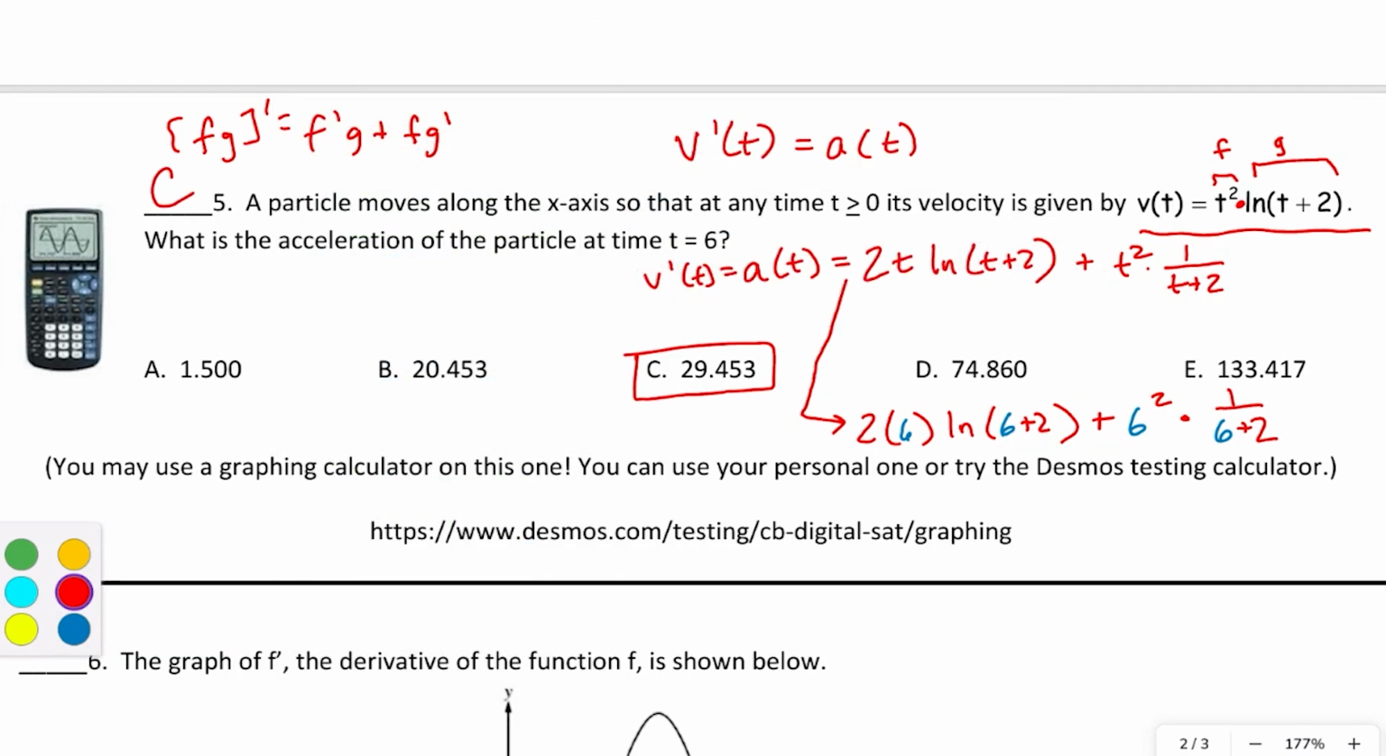Now I do have a link here to the Desmos calculator. You don't really need the graphing aspect of this at all. You're really just using it for that natural log function. But if you're comfortable with this Desmos calculator, then you don't really have to bring in a TI-84. Honestly, the TI-84 has its place, but you're not really going to need it. That Desmos calculator will do anything you need it to do.